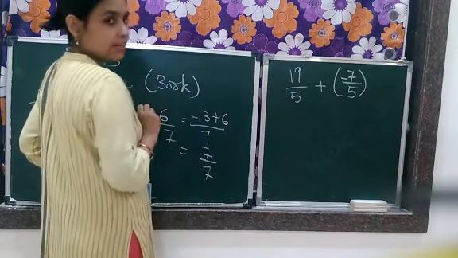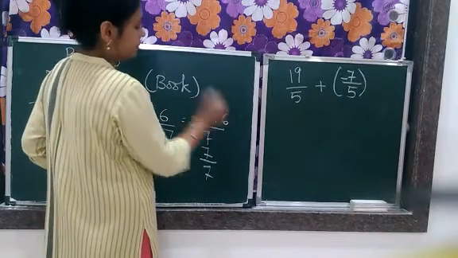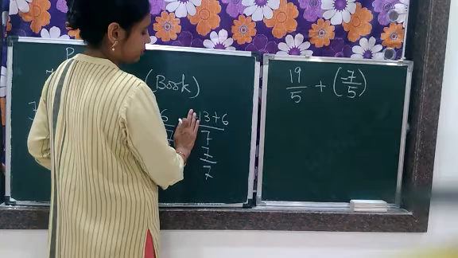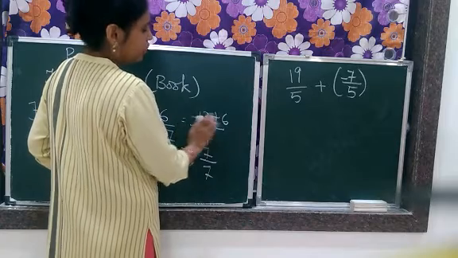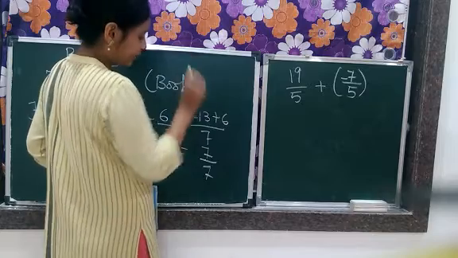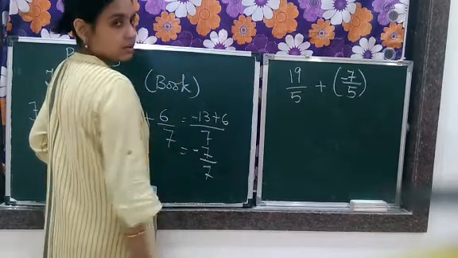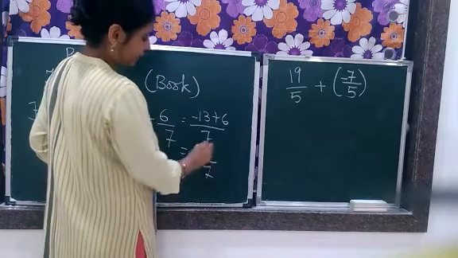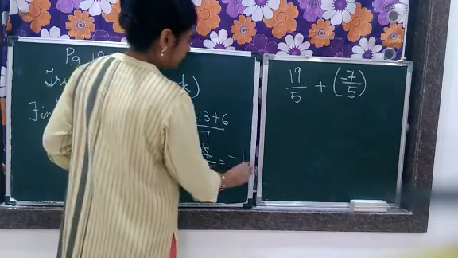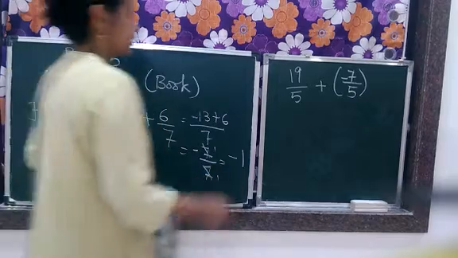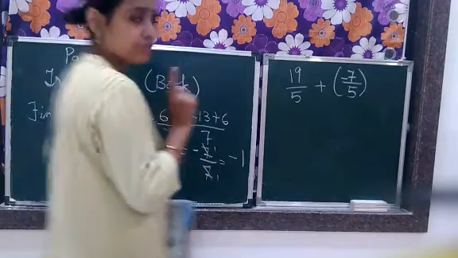Now whose sign will come? The number which is greater. Who is greater? Don't think about the negative positive signs right now. Just compare the numbers. 13 and 6, who's greater? 13 is greater, it has negative sign. So the sum will also have the negative sign. Now 7 and 7 can get cancelled. So the answer is minus 1. Okay, this completes the first one.